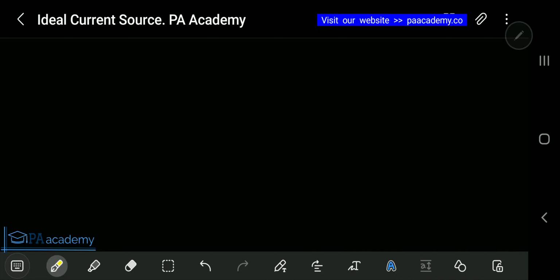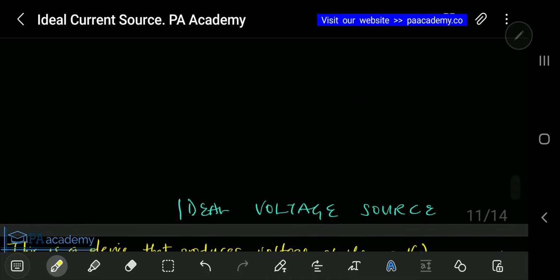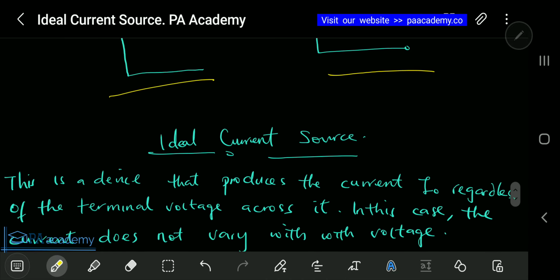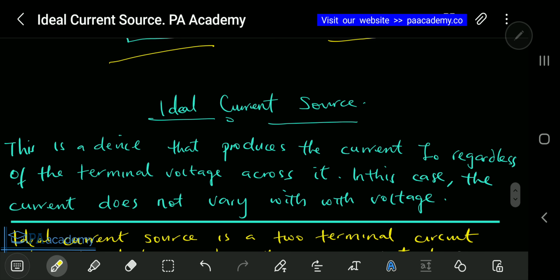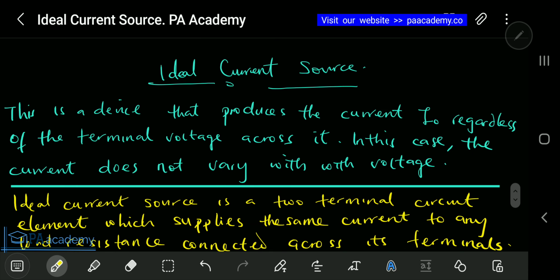So in this video, you'll be learning what an ideal current source is all about. In the previous video, we looked at the ideal voltage source, but right now we are going to be looking at the ideal current source. All right. If you missed that video, you can just check the playlist and you'll find the link to that video. So now let's look at what an ideal current source is.